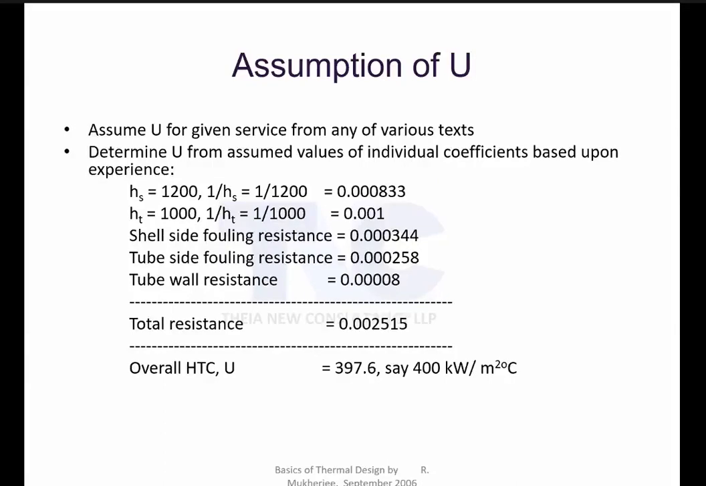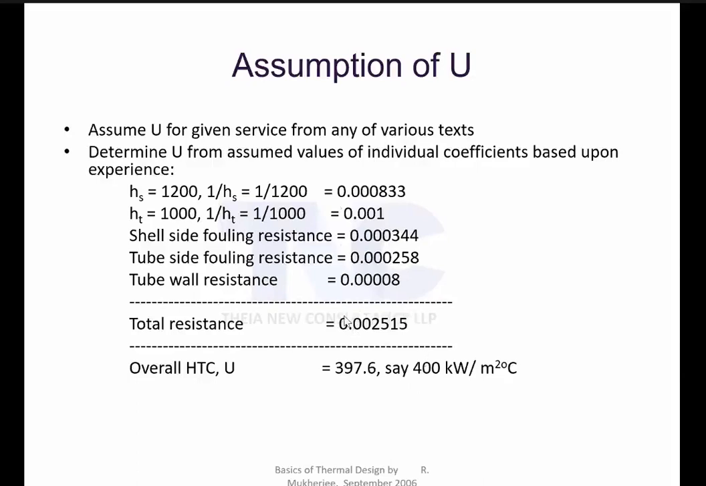The total U is the resistance of the shell side, the tube side, then the resistance of the wall. Then I'm going to add the fouling resistance. You need to add the fouling resistance on the tube side, the fouling resistance on the shell side, then the wall resistance. That depends on the thickness of the wall and the material of the wall. Based on that, you have to find out the wall resistance. So these are all the resistances, right? If you invert the total resistance, it is your U.